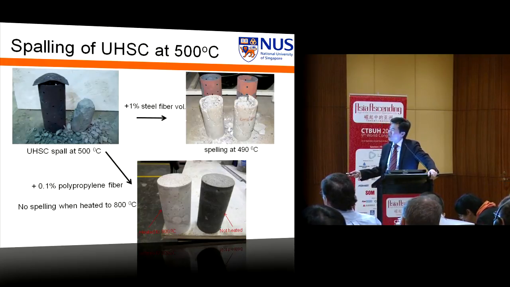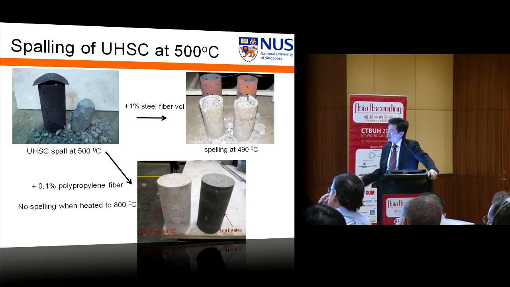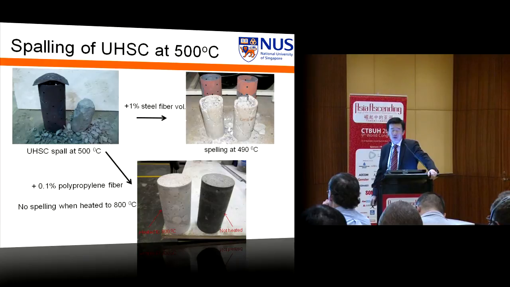We change to only 0.1% polypropylene fiber, or this is called plastic fiber. When you heat up to 200 degrees Celsius, this fiber actually melts, providing a channel for the vapor to escape, therefore preventing any spalling. You heat up to 800 degrees Celsius, there's no spalling.